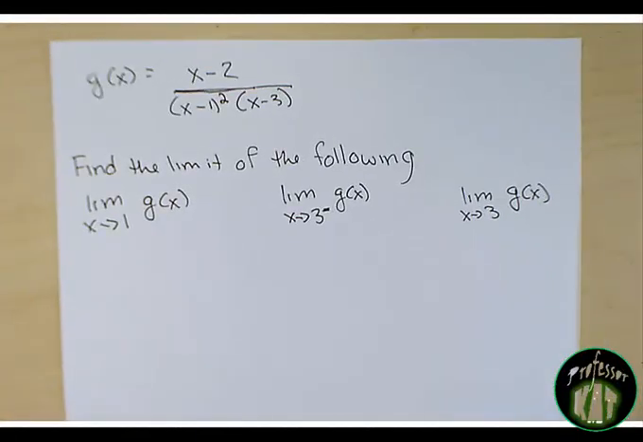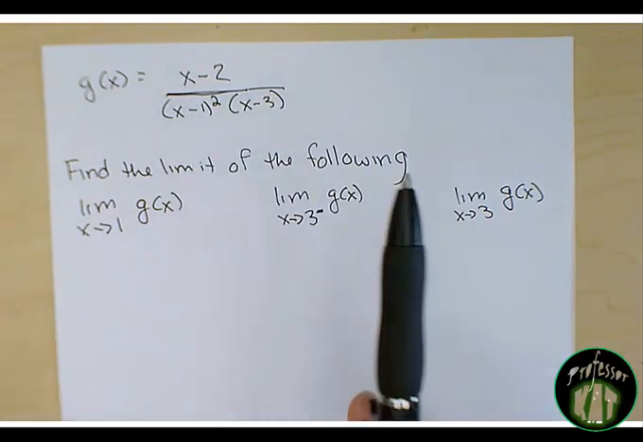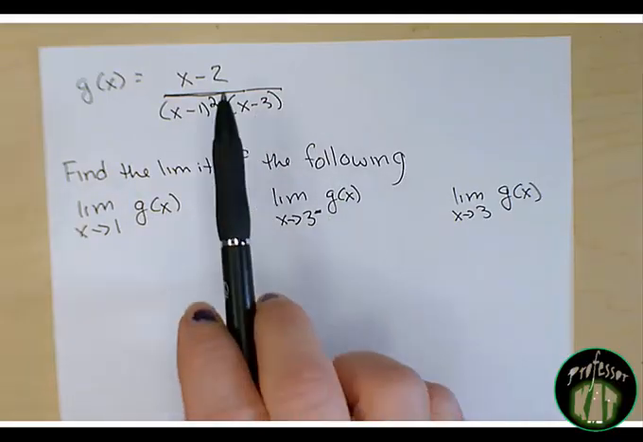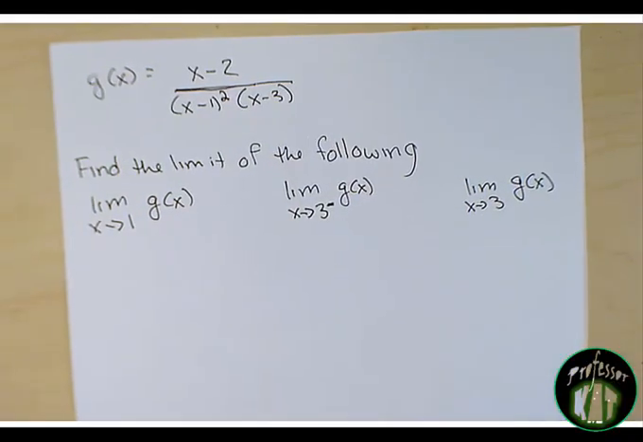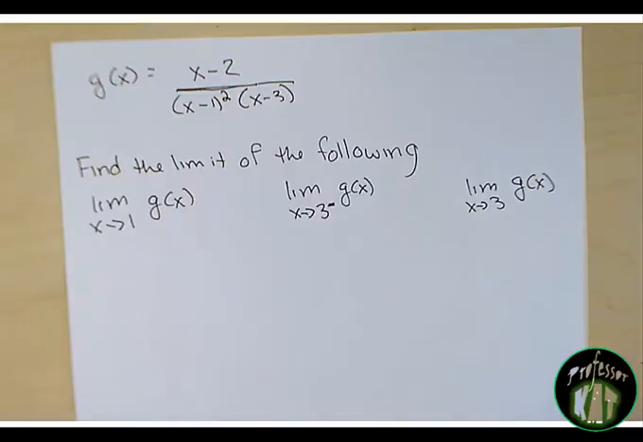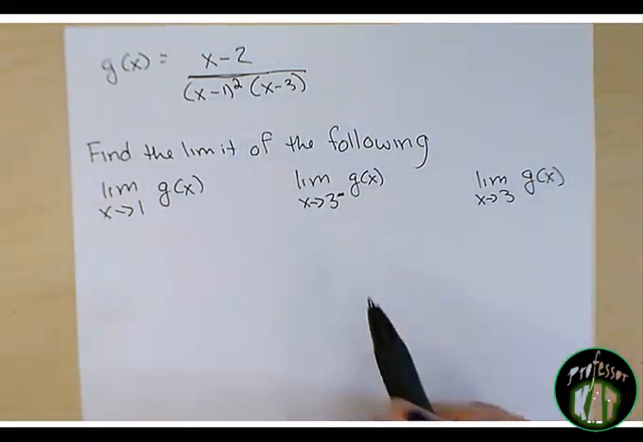So let's talk about this example where g of x is equal to the following, and we're going to find the limit of these 3 things here. We're going to find the limit as x approaches 1 of this function, as x approaches 3 from the left-hand side, and as x approaches 3. Now, we are going to use graphs to help us find the limit of this function. So that means we need to get an idea of what this looks like.